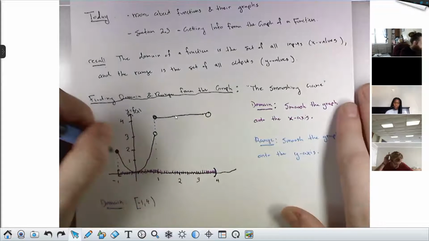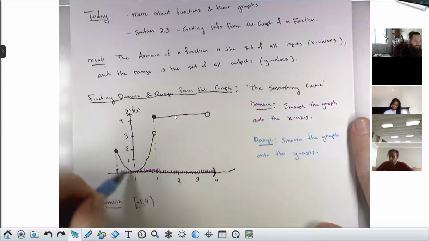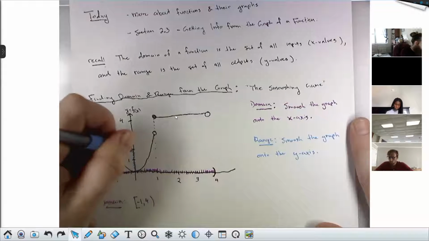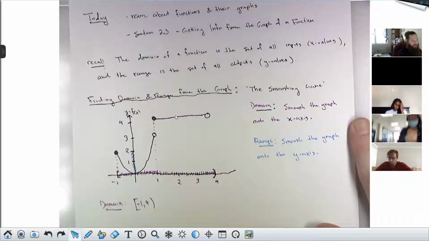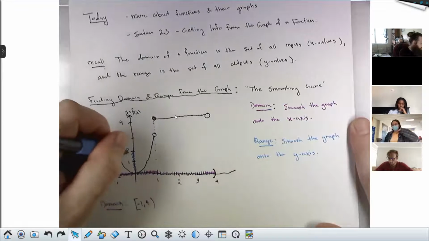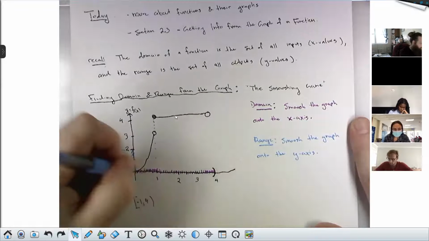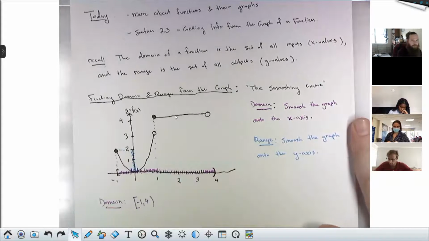So let's think about it. If I come in and start smooshing things, this part of the graph right here is going to get smooshed onto the y-axis right here. In particular, this point is going to come over to 2. All right, there's a point down here at 0, 0. It's a little bit hard to see, but our range looks like it's going to start down there.